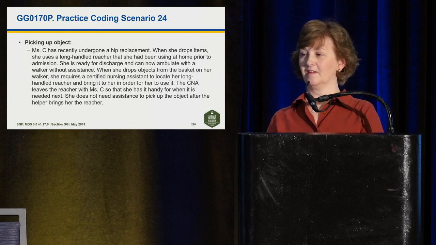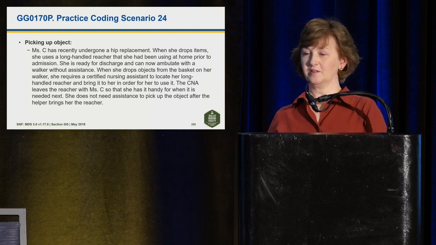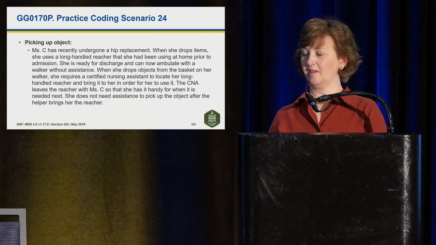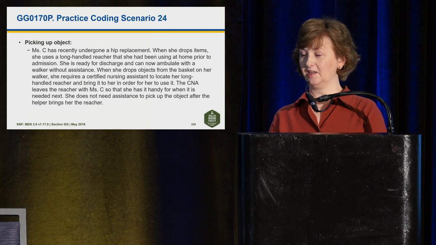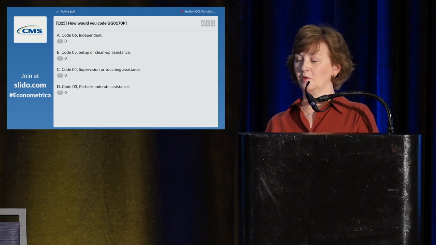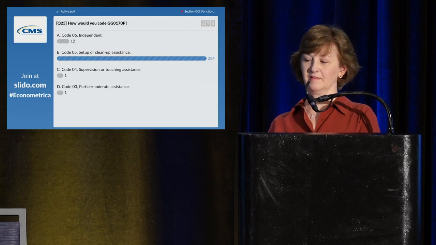So basically in this instance, in this assessment being conducted, the resident does not have the needed equipment with her, and so somebody does have to go and get that equipment. And then it looks like the helper leaves so that the resident can perform the activity without somebody needing to be there during the activity. So if you pull out Slido, I will let you code that example. So you would code either 6 independent, 5 setup or cleanup assistance, 4 supervision or touching assistance, or 3 partial moderate assistance.